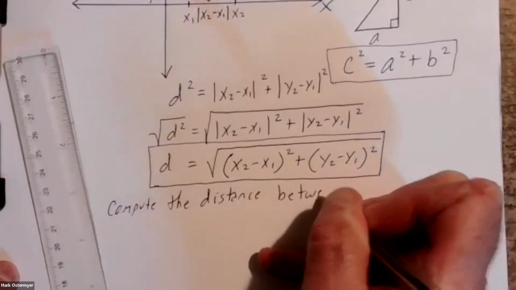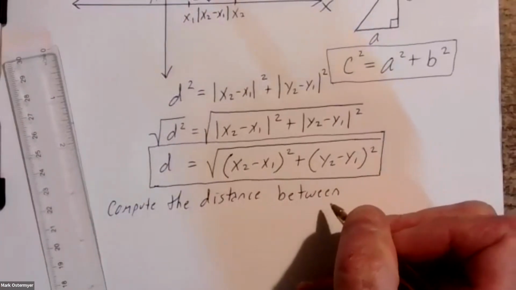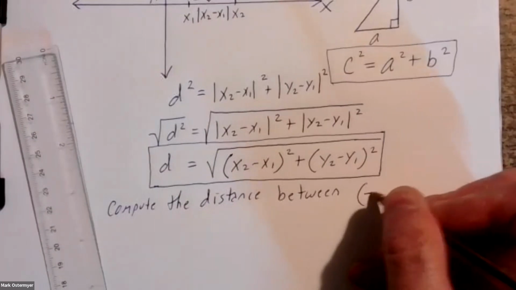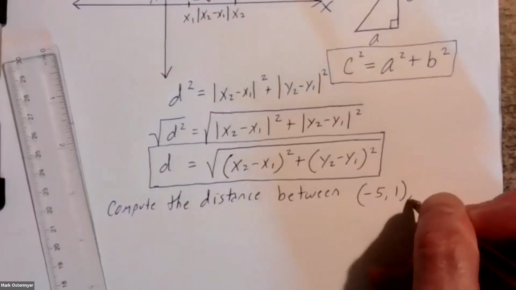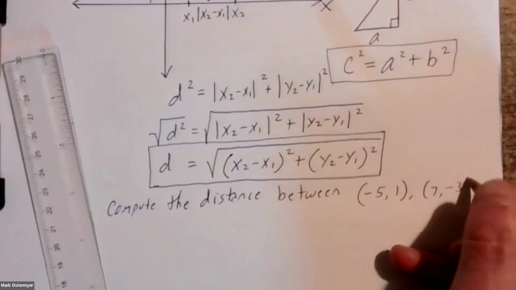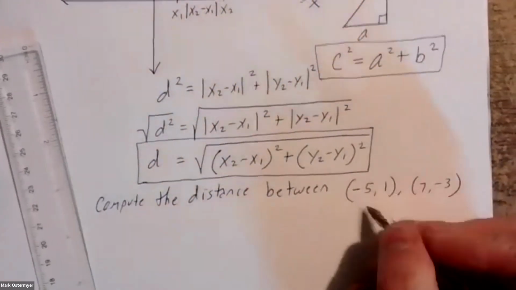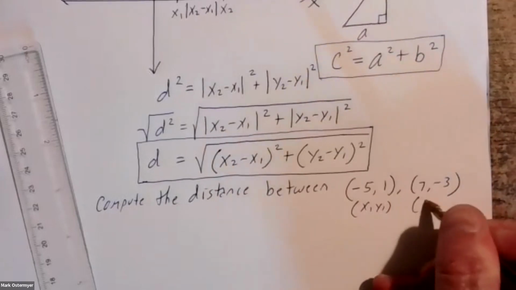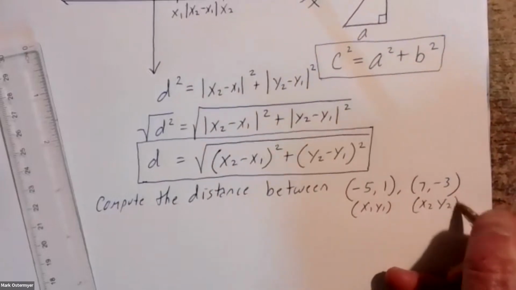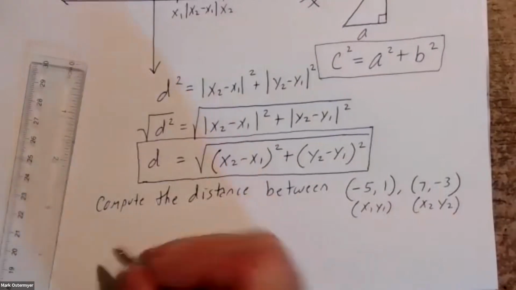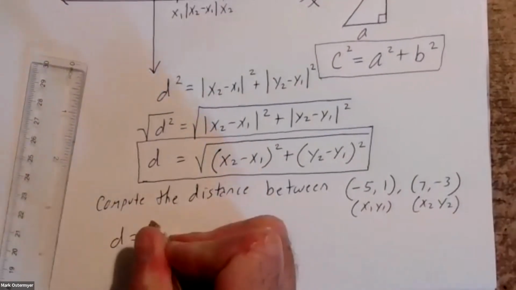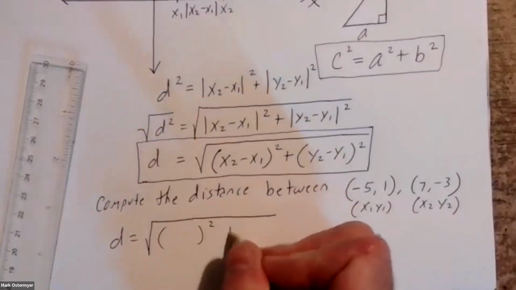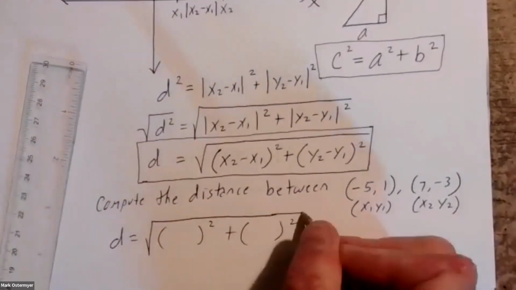Let's compute the distance between these 2 points here, -5, 1 and 7, -3. Now I'm going to call this point x sub 1, y sub 1, and call this one my second point, x2, y2. It doesn't matter which one you call your first and second point here. Anyways, the distance between these points is the positive square root of the sum of the squares of the differences between the coordinates here.